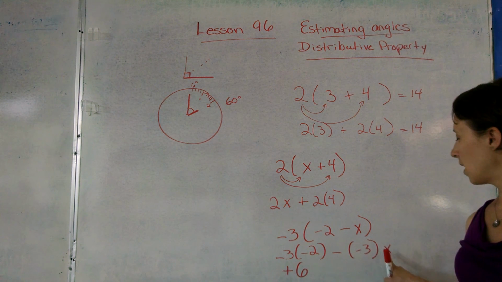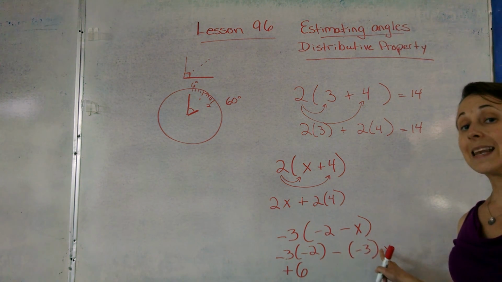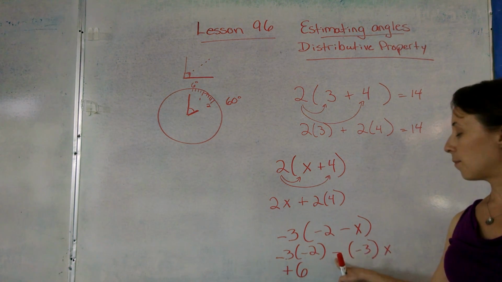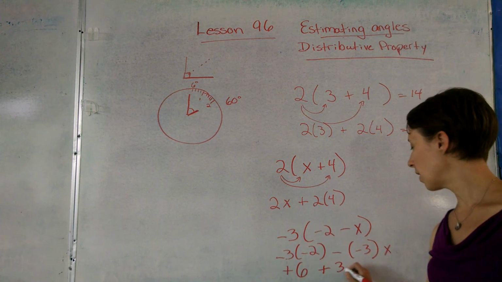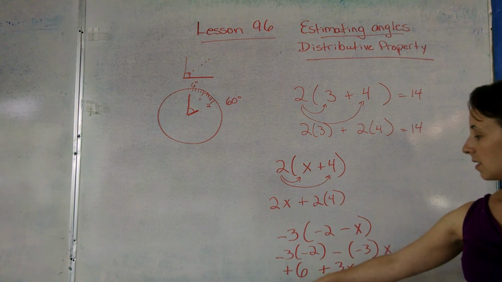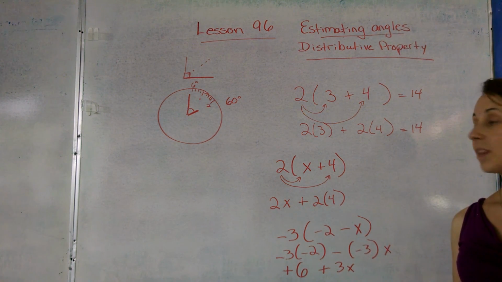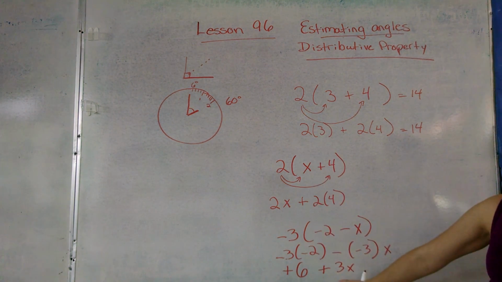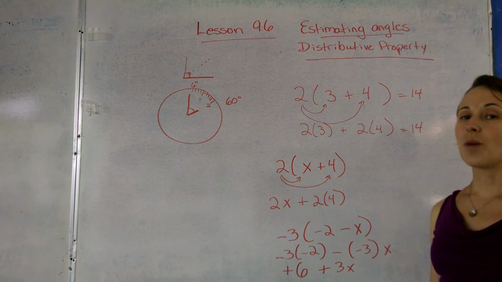Minus negative 3 times x. Well, negative 3 times x is negative 3x. And minus a negative is a positive. So it would be plus 3x. 6 plus 3x would be my final answer. Use the distributive property and your own way of estimating to solve the lettered problems today.